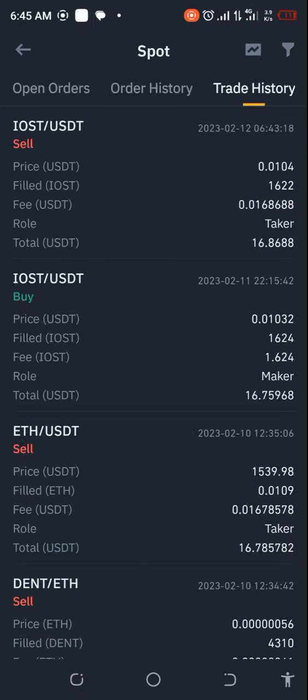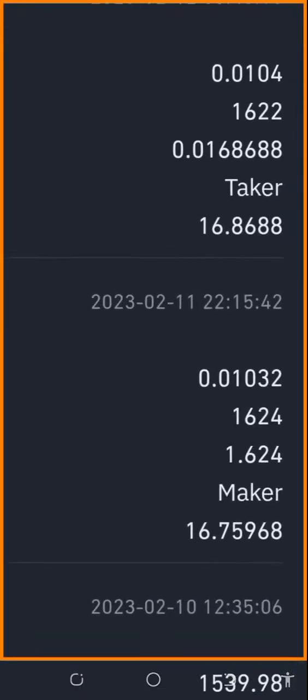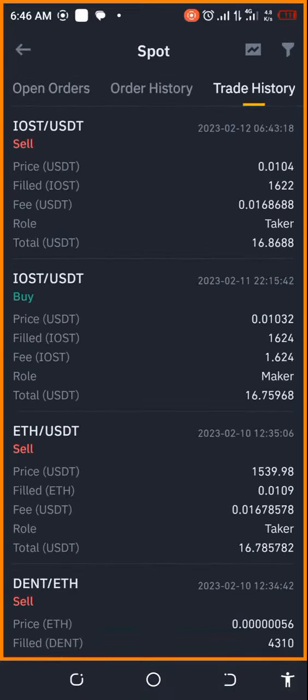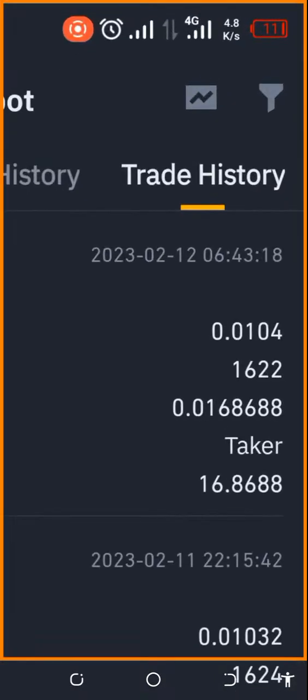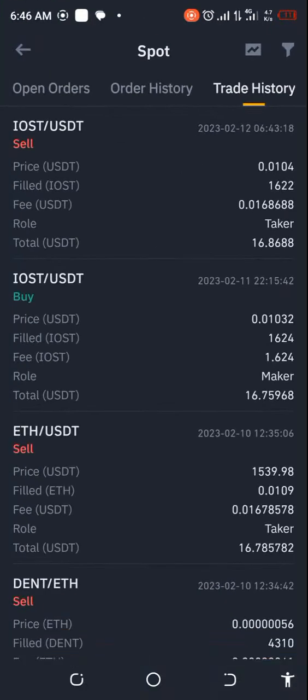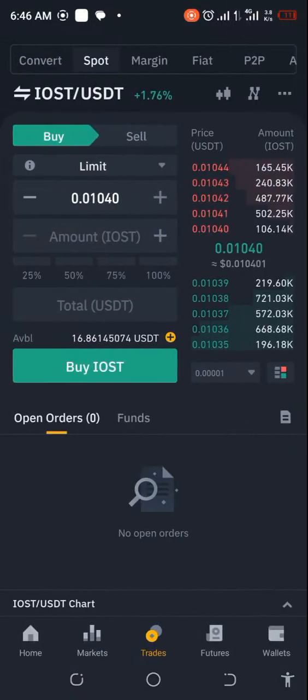So how long ago was this? Let's just check the difference in time. This was 22:15, which is like 10:15 p.m., and this is 6:43. So you could say plus or minus about 8 hours. All right, so 8 hours this has been in the queue, and it doesn't mean that it would not have bounced back, but you can always check this out and make sure that whatever happens, you're still in profit. That's the most important thing.